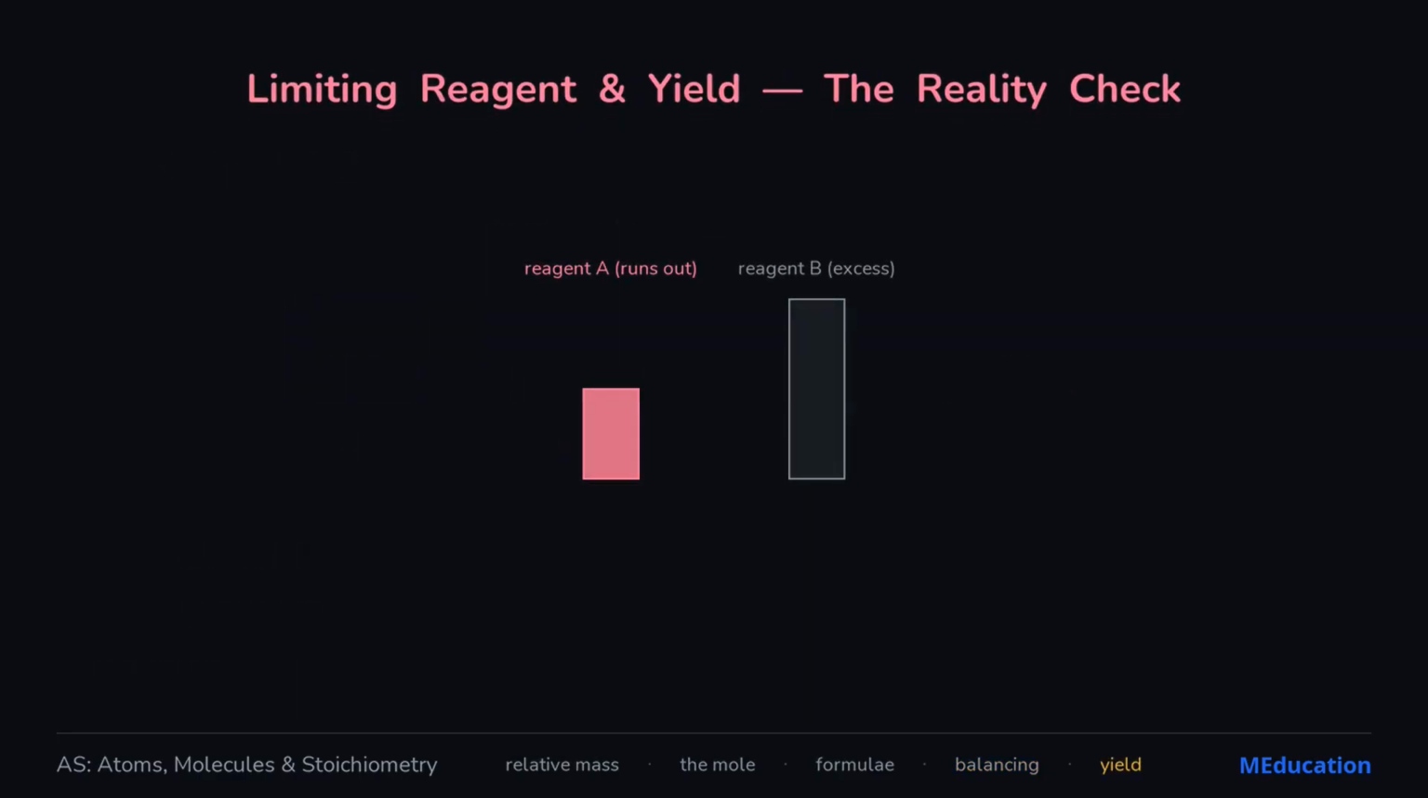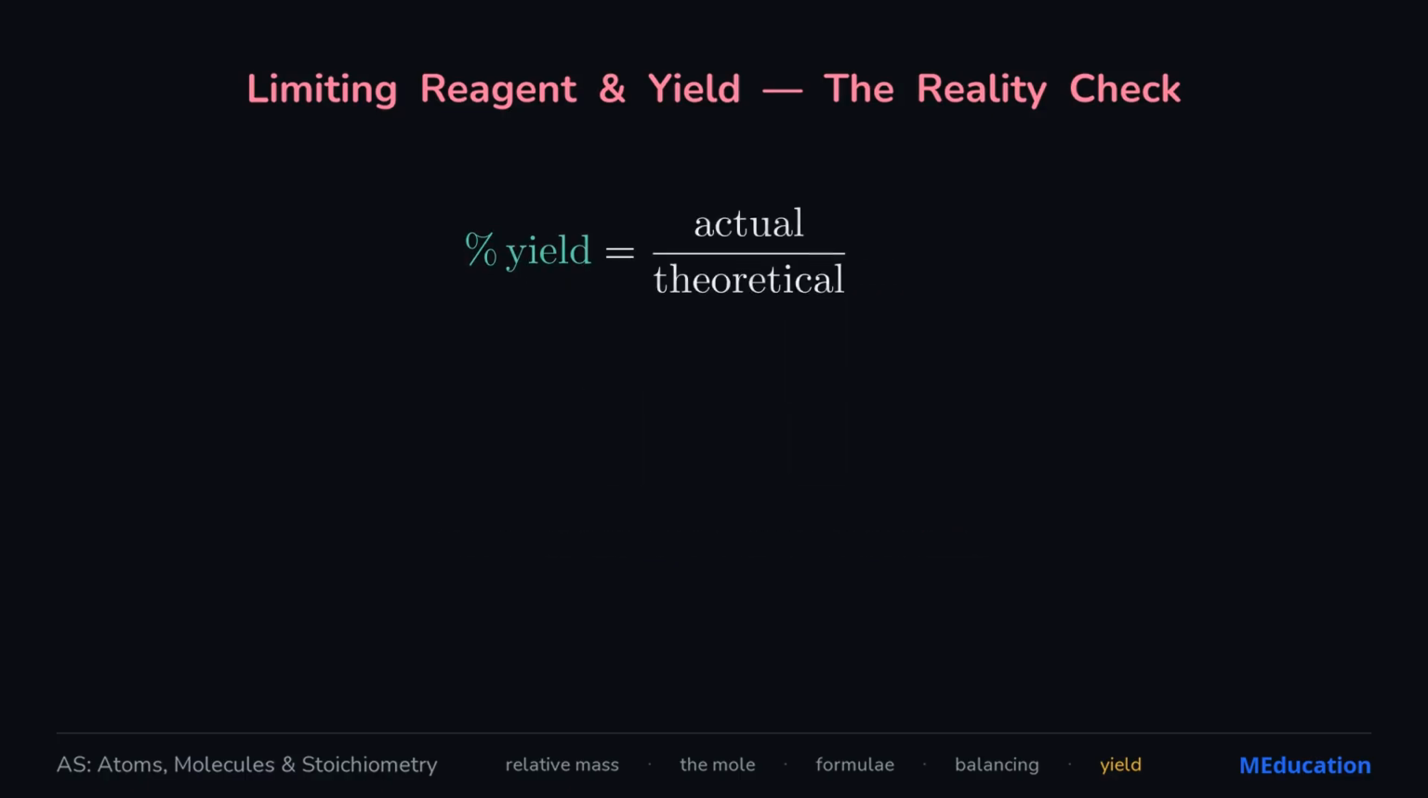Last stop, what really comes out of the flask? Reactants rarely arrive in perfect ratio, so one runs out first, the limiting reagent, and it alone decides how much product is possible. The other sits there in excess, unreacted. Always work the calculation from whichever runs out first. The leftover never controls the yield.